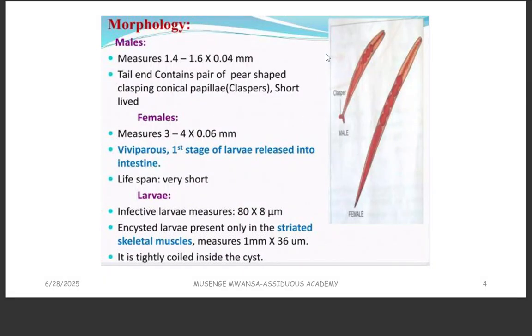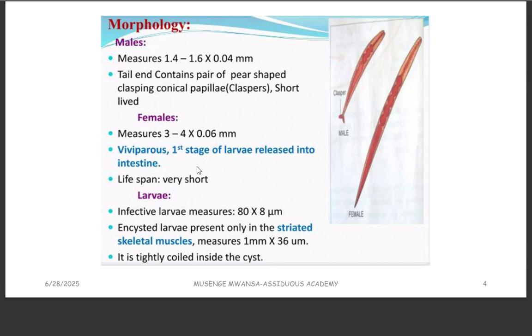When you look at the morphology of this worm, the female is bigger than the male, and the tail end of the male contains a pair of pear-shaped clasping conical papillae, which are called claspers. The male is actually short-lived. The female's lifespan is also very short, but it is viviparous. The first stage of larva is going to be released in the small intestines.